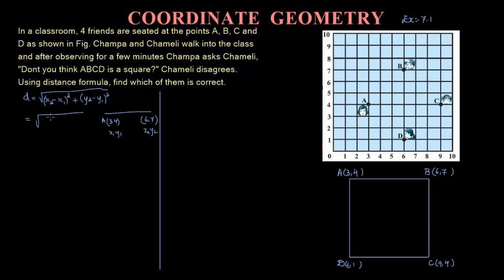Right, so we'll just substitute here. 6 minus 3 whole square plus 7 minus 4 whole square, right? Then what can we do? We will just subtract. 6 minus 3 is 3, so 3 square, plus 7 minus 4 is 3, so 3 square, right? So how much are you going to get then? You will have here 9 plus 9, so you will get 18.